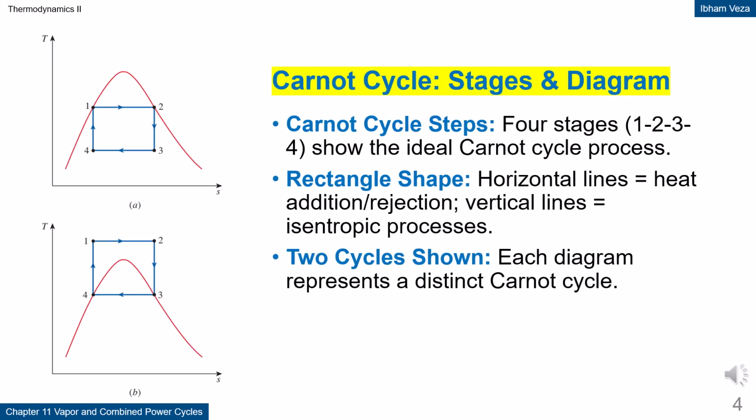Carnot Cycle, stages and diagram. The Carnot Cycle is shown as an ideal cycle with 2 isothermal and 2 isentropic processes. Its rectangular shape on the TS diagram represents the theoretical upper limit of efficiency. Although impractical to implement, it serves as a benchmark for all real cycles. Every real cycle always has lower efficiency than Carnot. Therefore, Carnot is a conceptual reference.